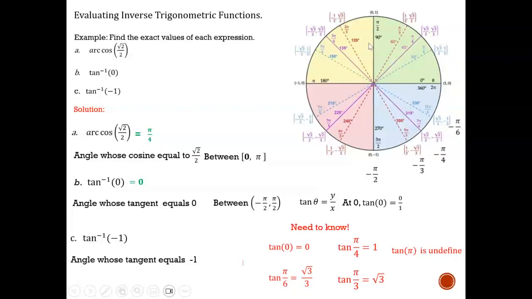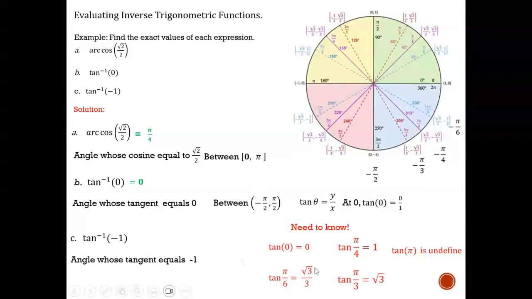Why is it undefined? Because the tangent at pi over 2 is equal to y over x, which will be 1 over 0, and 0 cannot be in the denominator. That's why it's undefined. So now, every quadrant, guys, has a 3 in the denominator, a 4 in the denominator, and a 6 in the denominator. Everywhere you see a 6 in the denominator with a tangent, the answer will be square root of 3 over 3, but it depends on what quadrant, if it's positive or negative. In quadrants 1 and 3, they'll be positive. In quadrants 2 and 4, they'll be negative.